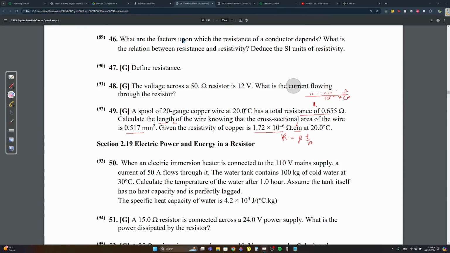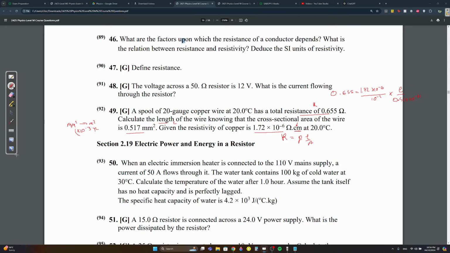So let's solve. R, 0.655, is equal to rho, 1.72 times 10 to the minus 6 over 10 to the minus 2, and then the length, which we're trying to find, over the area, which is in millimeter squared. To go from millimeter squared to meter squared, you do times 10 to the minus 3 squared, so times 10 to the minus 6. So L over 0.517 times 10 to the minus 6.